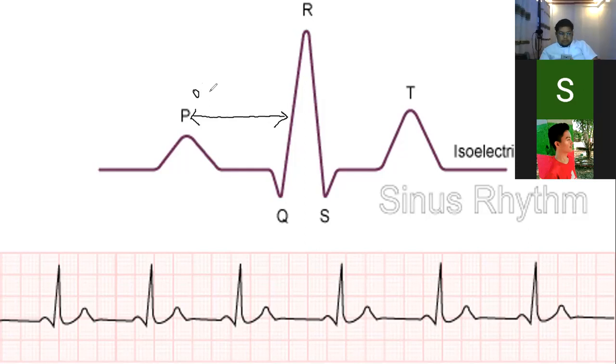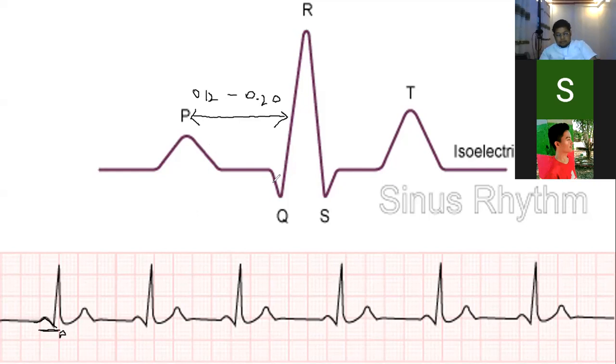Ito po ay 0.12 to 0.20 seconds pag normal sinus po mga bunso, ha? So it means sa isang box na yan, ibig sabihin, ayan po ang sakop nila. Diba sabi ko kanina, ang little box ay nagko-consist po ng 0.2 seconds. Pero yung pinakamaliit na box sa loob, 0.04, di ba? So, ang PR wave, yung distansya po nila ay 0.12 to 0.20 seconds, ay normal pa rin po yan.